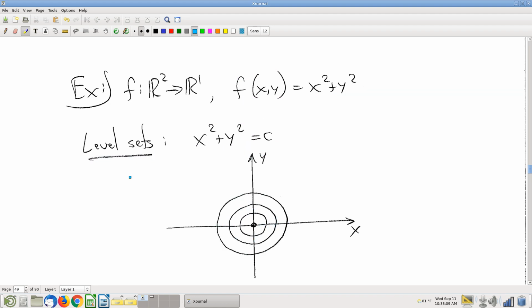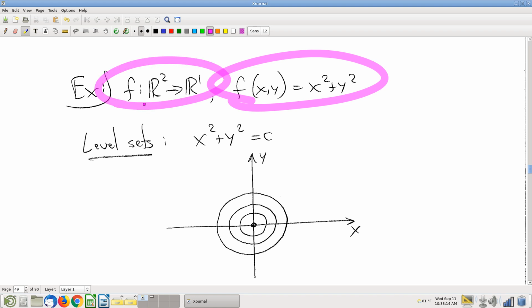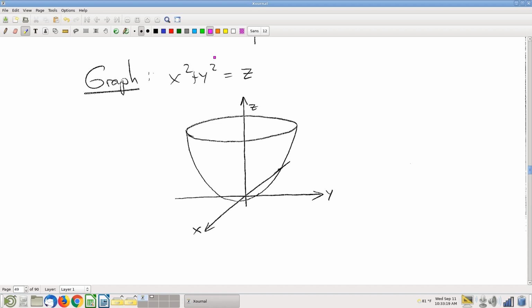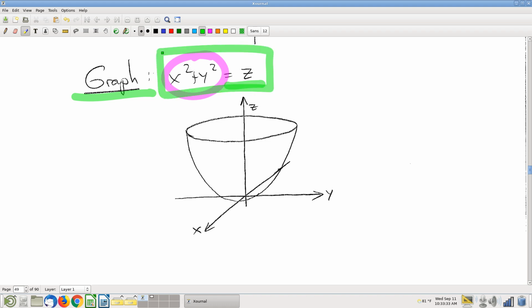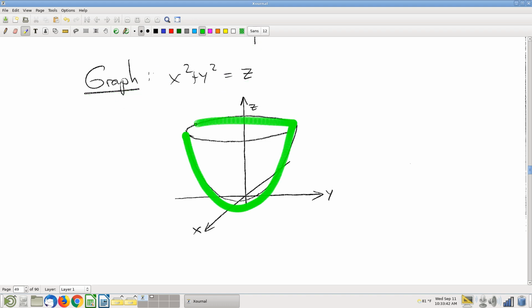On the other hand, what if I wanted to do a graph now of the same function? Same function, still R2 to R1: x squared plus y squared. A graph is what you get when you take that same function and set it equal to a new variable. In this case, let's pick z. That gives you an equation, and if you draw the solutions to that equation, well, this is another old familiar thing. This is an equation that we've studied in the past, and that equation is a paraboloid.